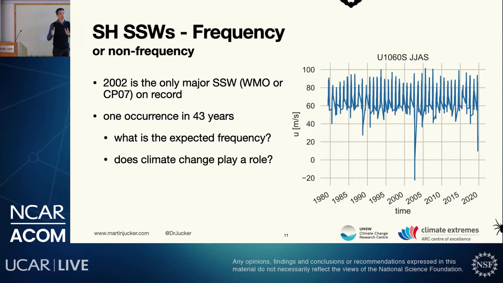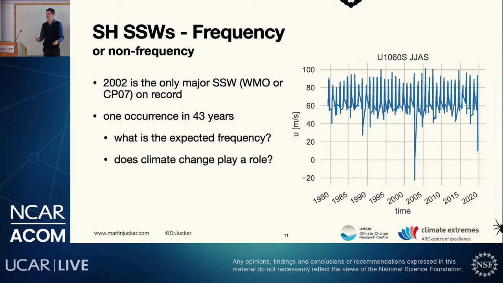So the thing was, 2002 is the only major Southern warming. Major meaning an actual reversal of the wind at 10 hectopascals and 60 south. So that makes it in the observational record one occurrence in 43 years. With one occurrence, there's no way to decide what the actual frequency is. Right? You can't do statistics with one event.